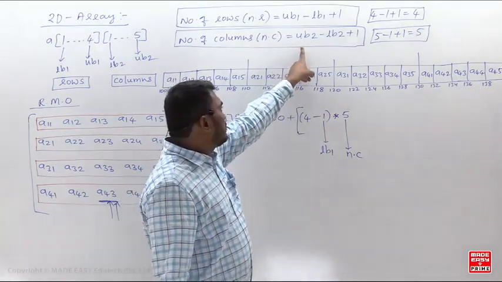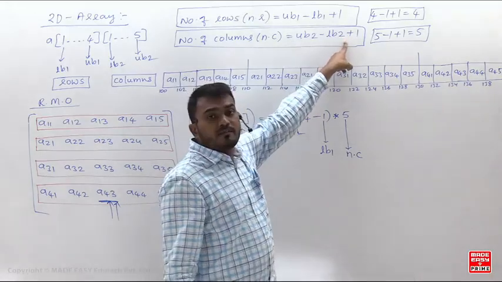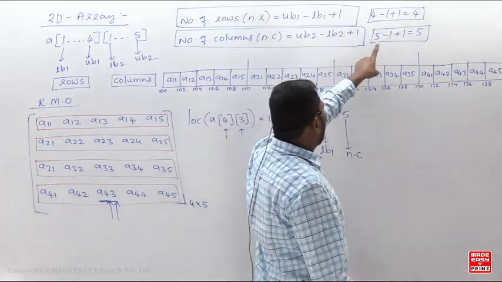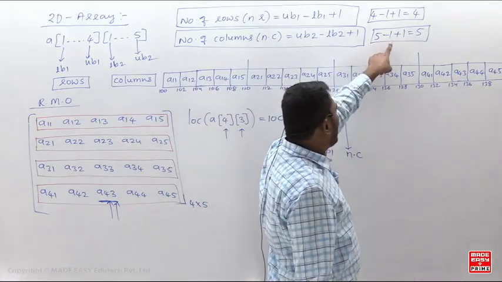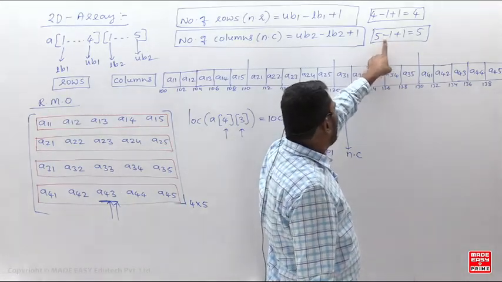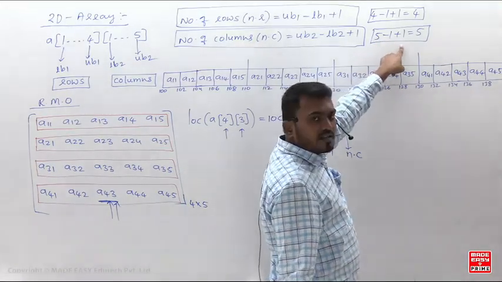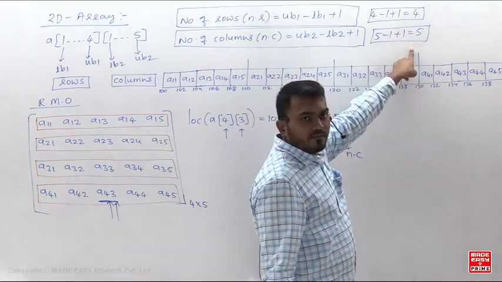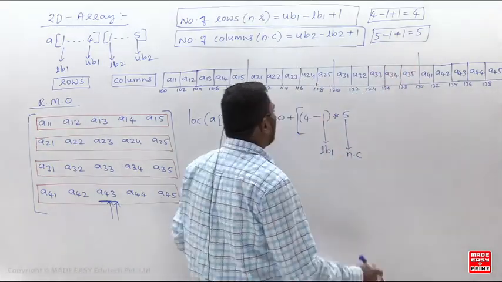The formula is given: UB2 minus LB2 plus 1. You can see here, 5 minus 1, upper bound minus lower bound 1. We are talking about columns, right? UB2 minus LB2 plus 1. Is that clear? So that is 5. Understood? So that is the number of columns.